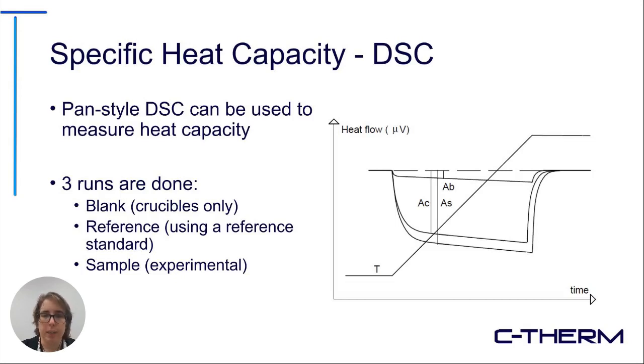And the way to do that is basically you run 3 different experiments and analyze them all together. The first one is just looking at the blank, which has your sample crucibles only, and that basically removes the effect of the calorimeter. The second one is the reference run, where you're running basically a known standard to calibrate the heat flow signal of the calorimeter. Finally, you run your sample material, and the response of the instrument relative to the reference standard response is what lets you know what the heat capacity of your sample is.